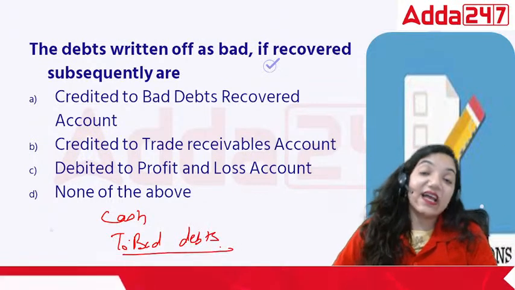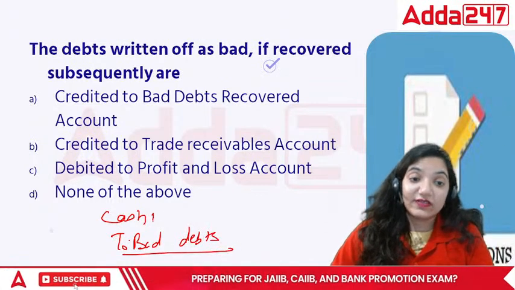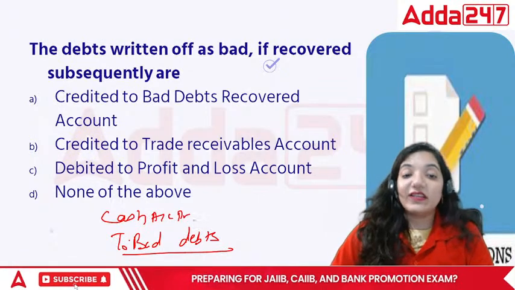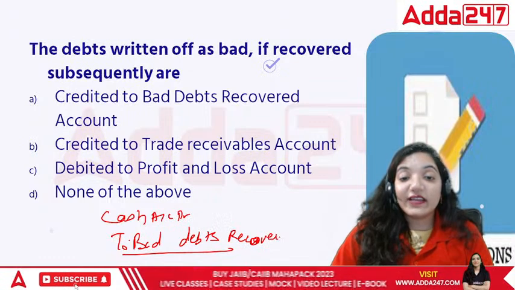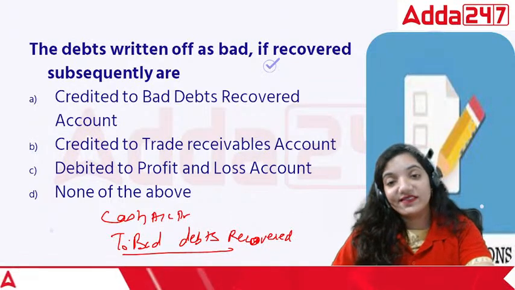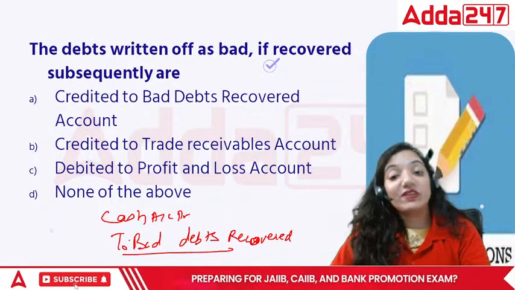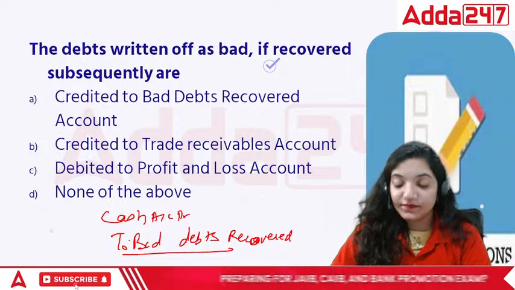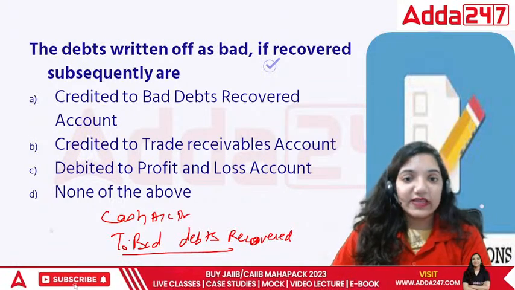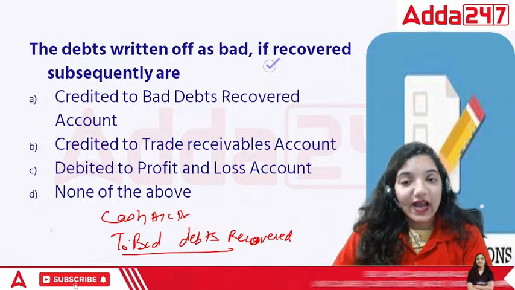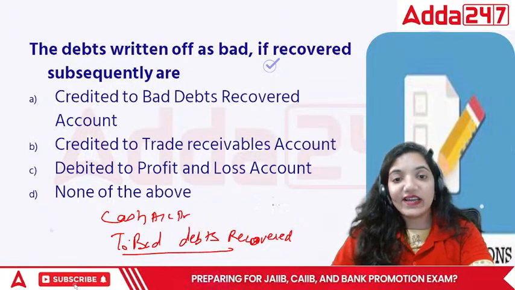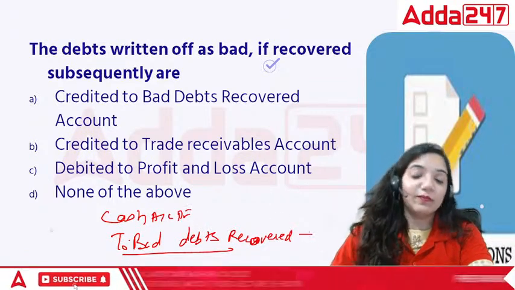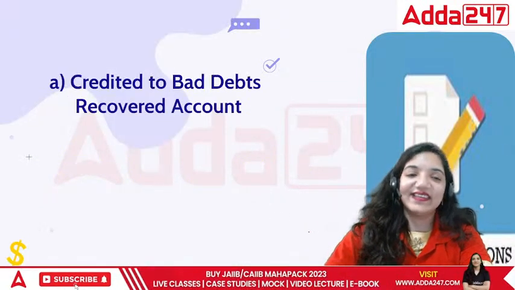In this case, I will receive cash. But in this case, my losses are recovered, which I didn't expect to be recovered. So in this case, what would be the correct answer? So in this case, the correct answer would be, I have recovered the bad debts. So in this case, the correct answer would be cash to bad debts recovered.